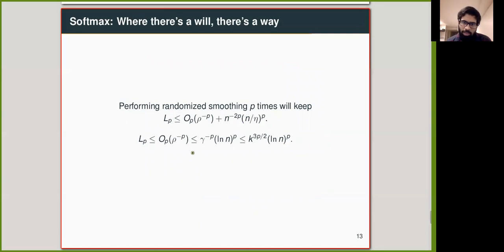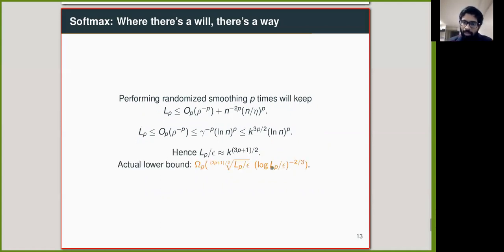And since rho was around gamma by log n, rho to the minus p is just gamma to the minus p times log n to the p, which is exactly what we wanted. We wanted k to the 3p by 2, except for the log n part. And the lower bound that we actually get from this is the optimal lower bound, except for this log of LP by epsilon to the power minus 2 by 3.